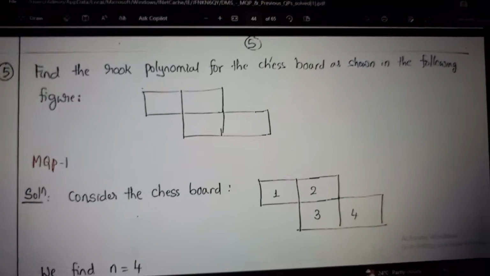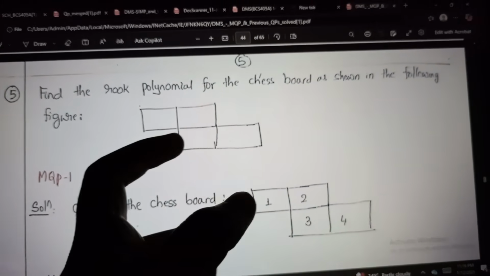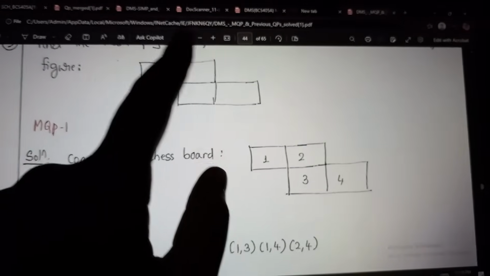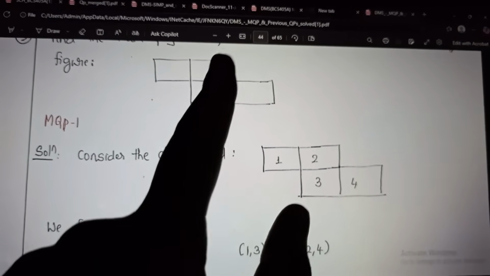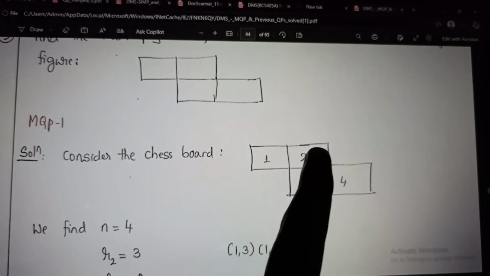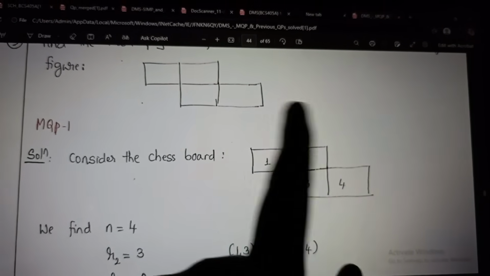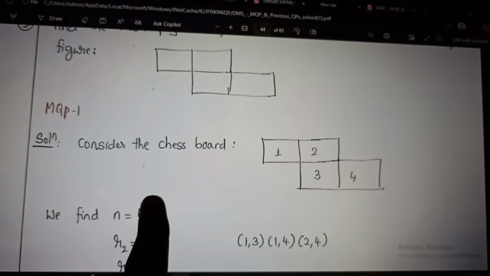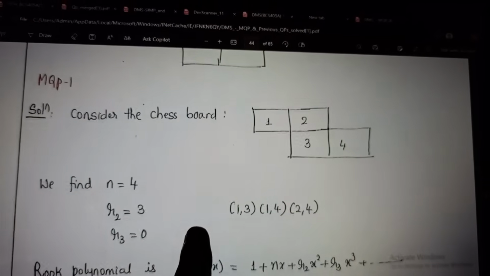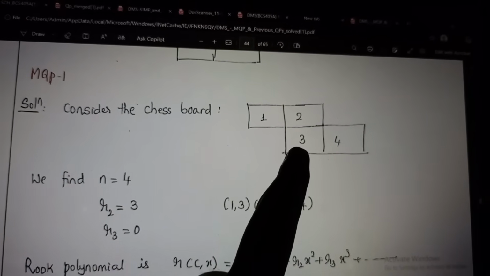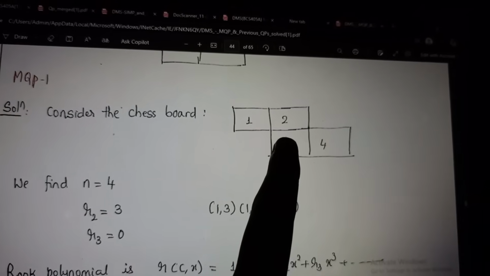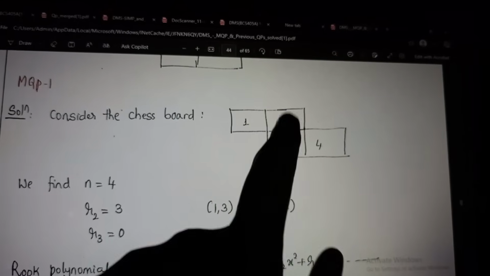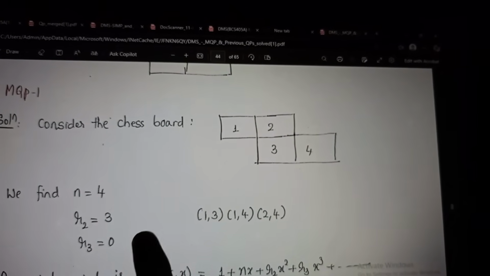Then we have the concept of chessboard or rook polynomial, which is very simple. If they give a question, we have to give numbering to each box, like 1, 2, 3, 4. So the total number of boxes is 4, so our n value is 4. Then we have to write the combinations. That is, R2 is 3. If you're considering 3, you cannot consider 2. And R3 is 0. What is this?